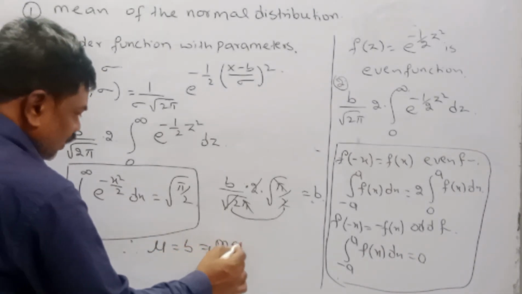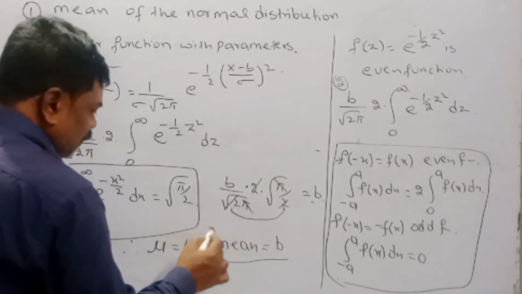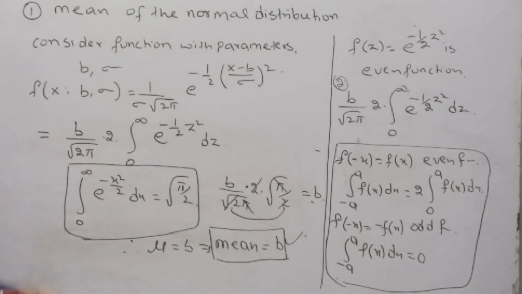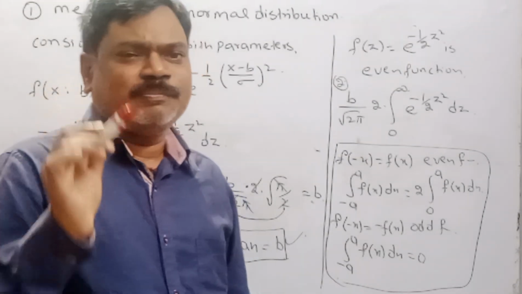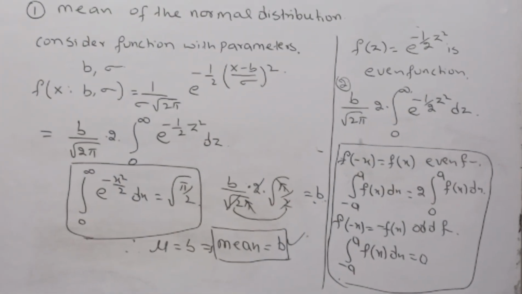This implies the mean of the normal distribution is parameter b. So we say the mean of the normal distribution is parameter b. Okay, all of you. That's all.